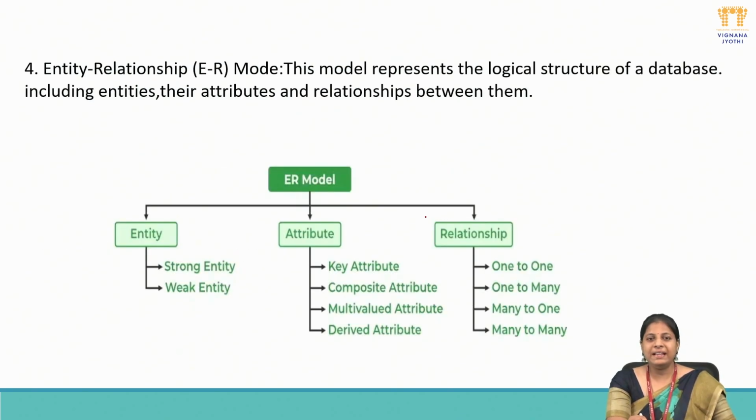Next one is entity relationship model. In this model, we store the data in the form of entities, attributes and relationships. Commonly, we define entities in rectangles, attributes in ellipses, and relationships in diamond shapes. This model represents the logical structure of a database.